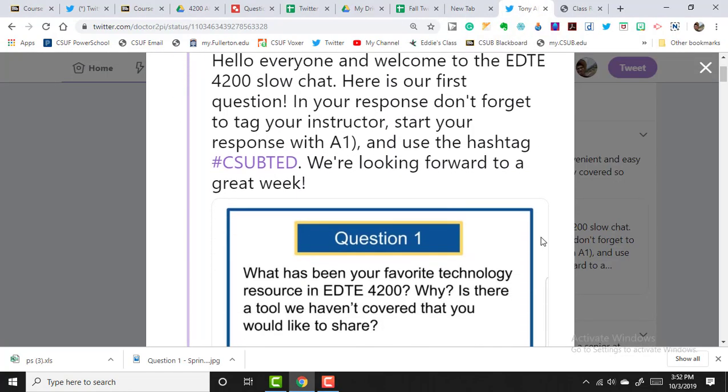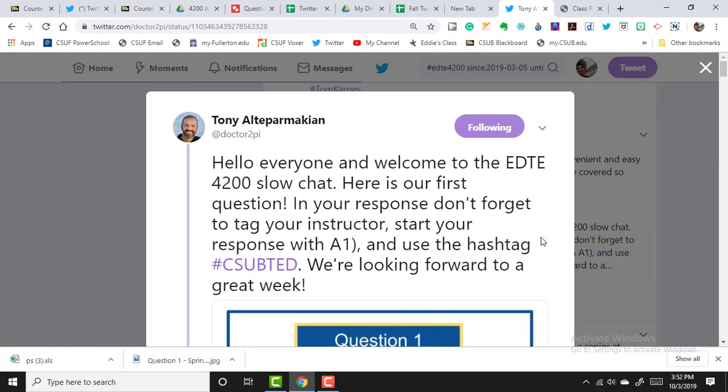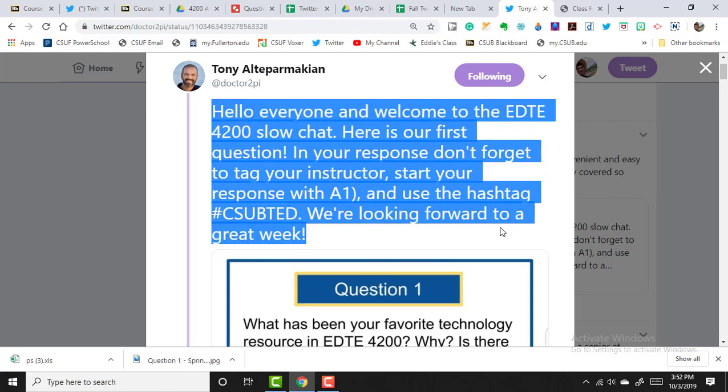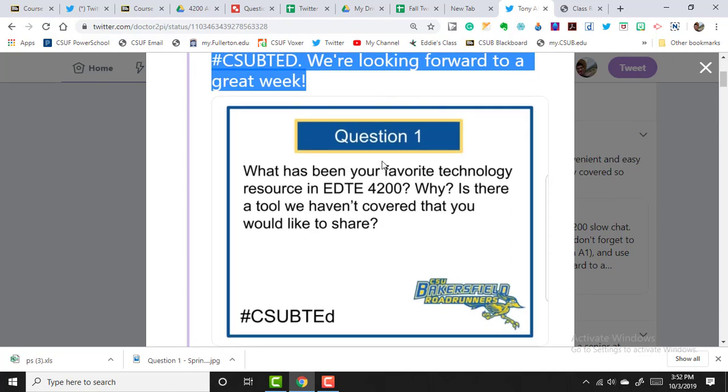So this is question number 1 from last March, and Dr. Tony Alterpermakian has 2 sections, I believe, of EDTE 4200, and so we're all going to participate, even though he's the one that's dropping the question here. And you can see here, he states the question here, and then this is the picture of the question as well. Every day I'm going to be sending you an email that shows the picture of the question.